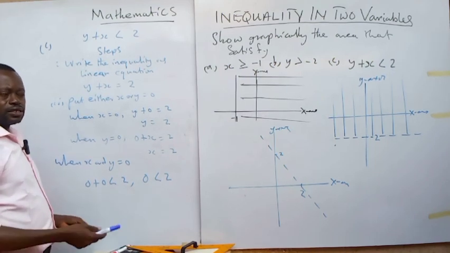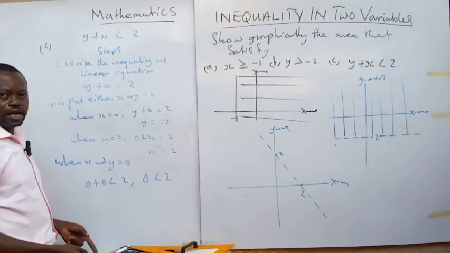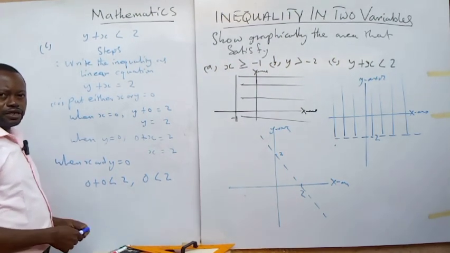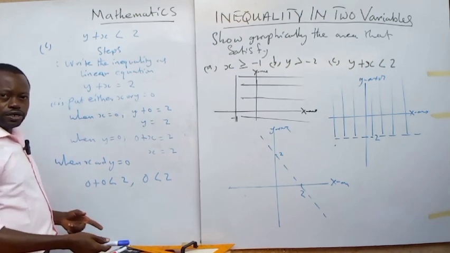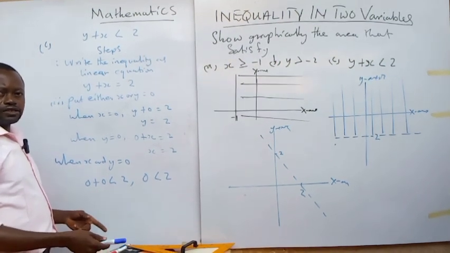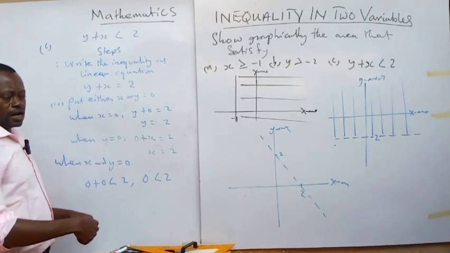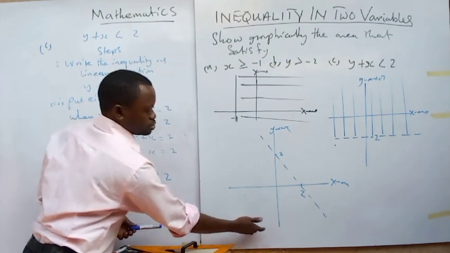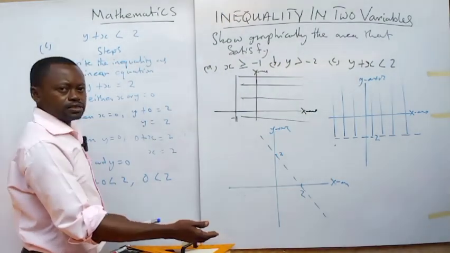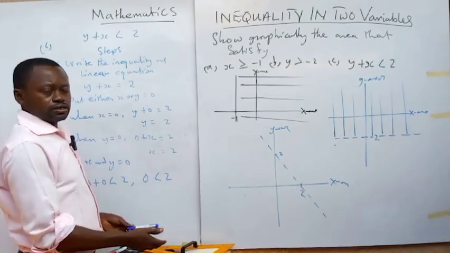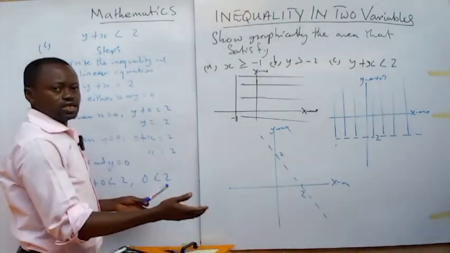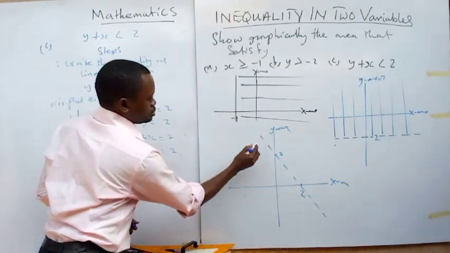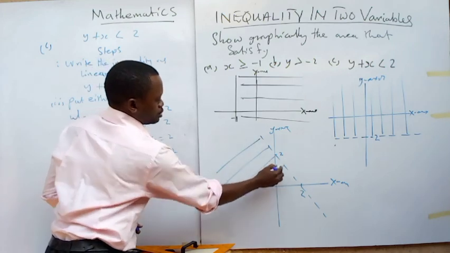Remember again that in my own way, I shade the area that satisfies the inequality. If in your own way, you choose to leave the area that satisfies the inequality blank, you can write it under here: the area that is unshaded satisfies the inequality. Your examiner will understand that this is the area you choose. Whether shaded or not shaded, you have to indicate it down here. Then, like I said, this is the area that satisfies the inequality.